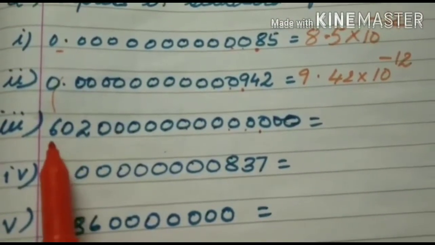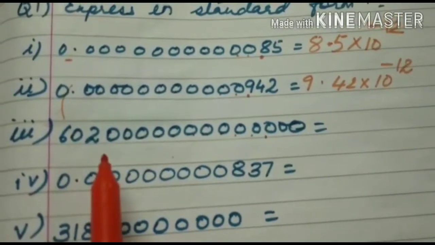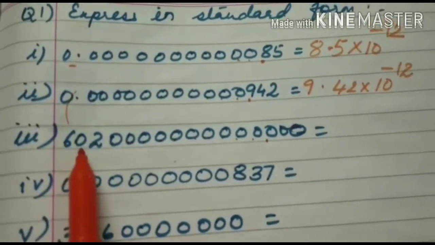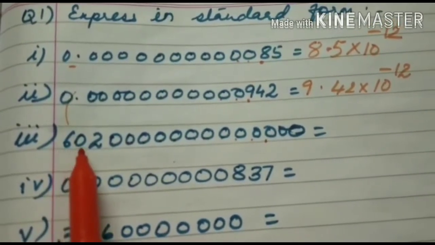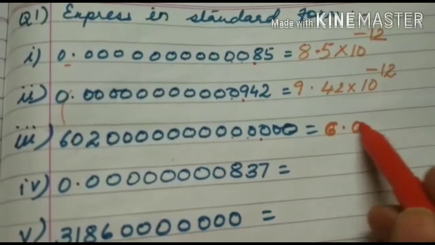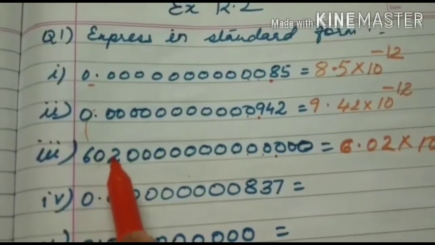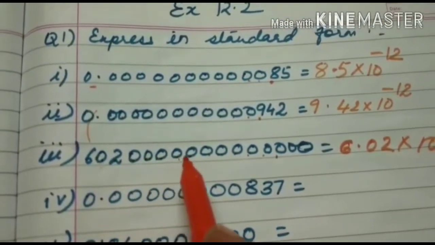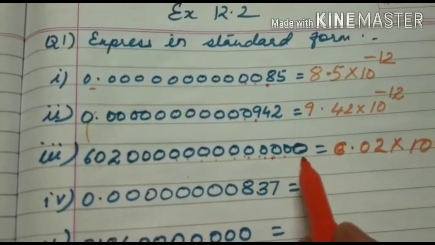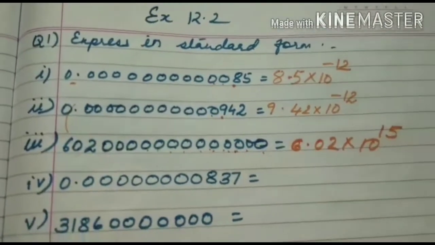Now the next number will be the same method, but it is a large number, so the answer will be in a positive exponent. We'll start from the second digit because after the first digit we'll place the point, that is 6.02 into 10 raised to, we will count 1, 2, 3, 4, 5, 6, 7, 8, 9, 10, 11, 12, 13, 14 and 15. So 10 raised to plus 15.